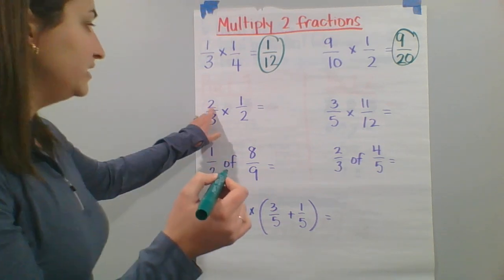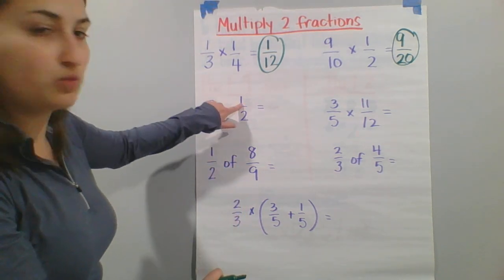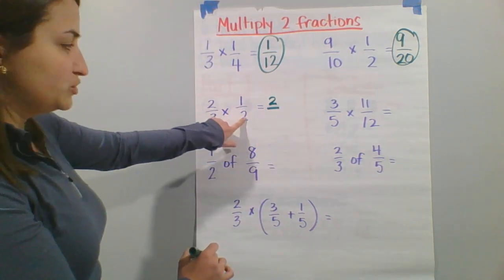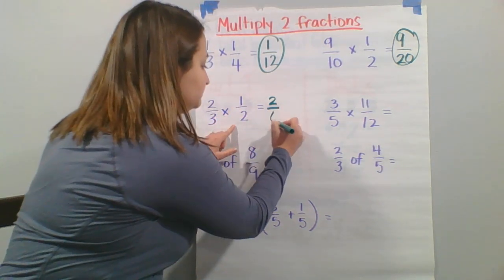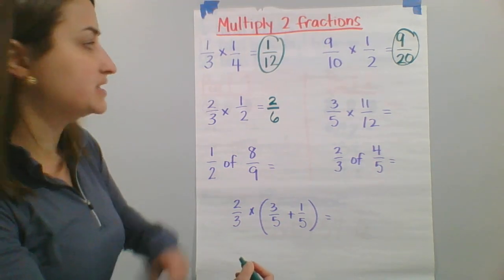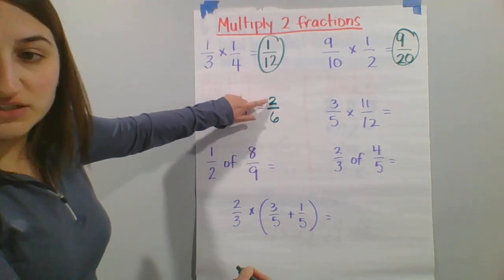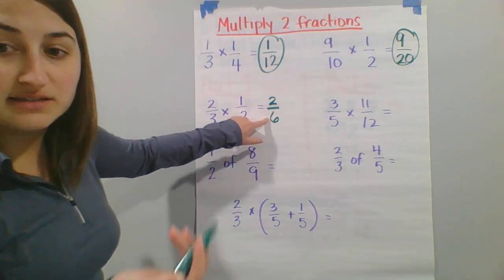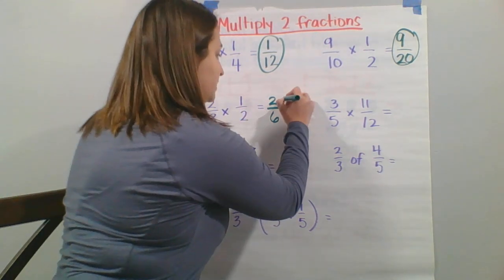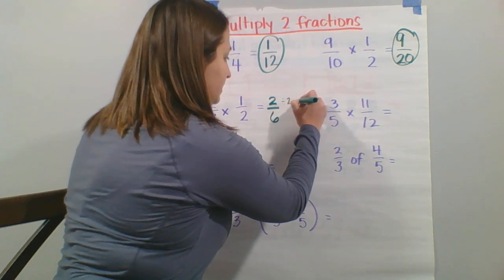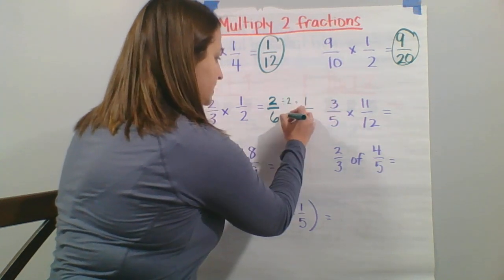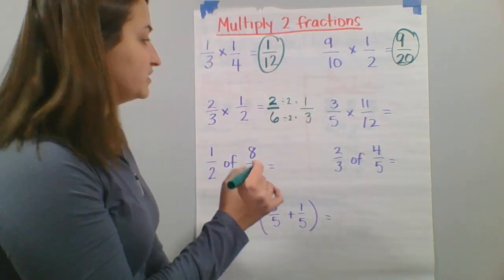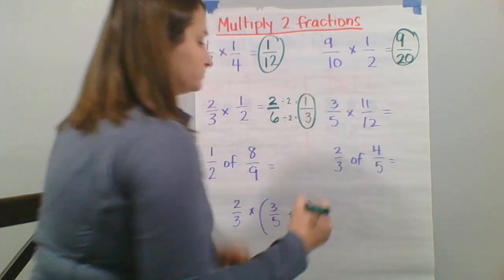Coming down to the next one, looking at our numerators, 2 times 1 is 2. 3 times 2 is 6 for our denominator. And then we want to ask ourselves, can we simplify this? Can our top number, our numerator, equally go into our denominator? Yes, it can. So we're going to divide by 2. So 2 divided by 2 is 1. 6 divided by 2 is 3. So the simplest form for this problem would be 1/3.